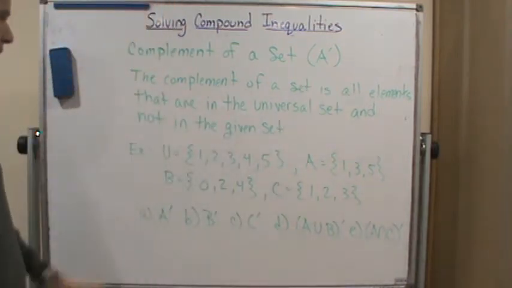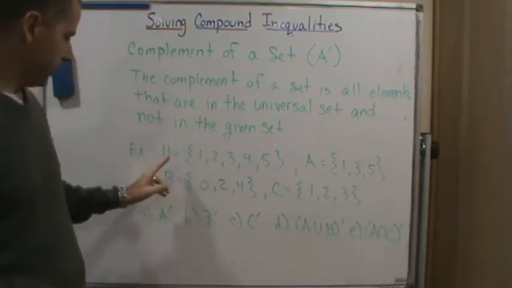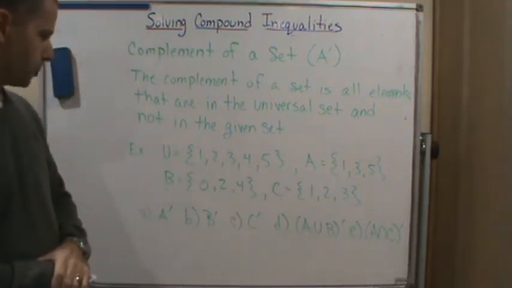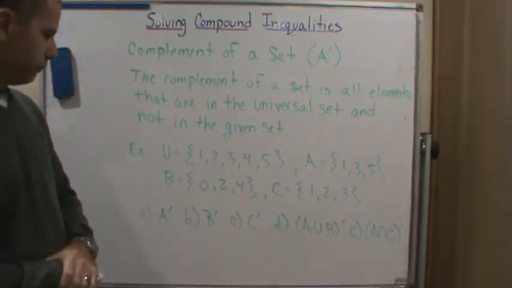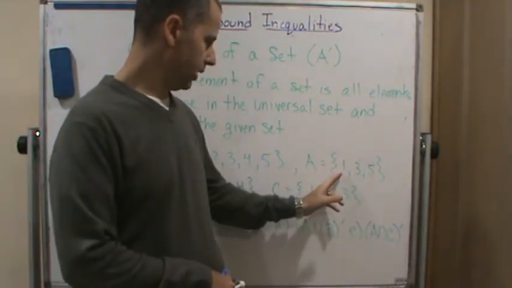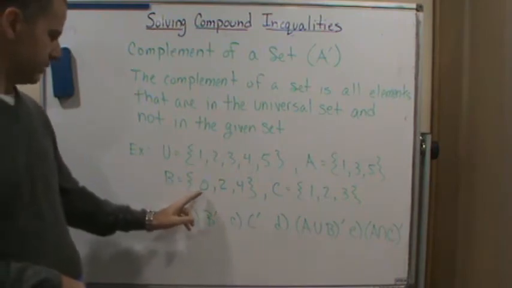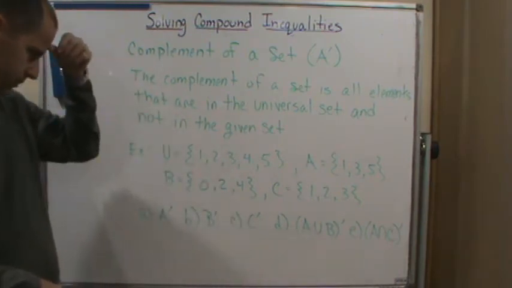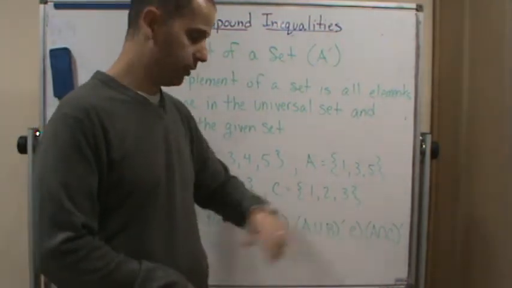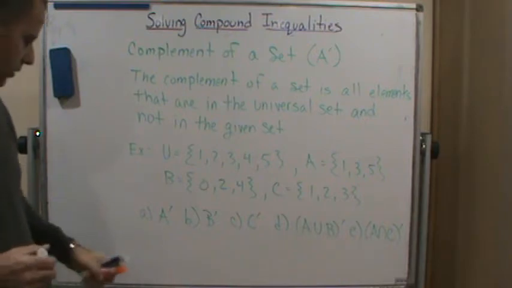Okay, so here's an example. I've got the universal set that contains the numbers 1 through 5. And I've got this set A, which contains the numbers 1, 3, and 5. Then I've got B that contains 0, 2, and 4. And then I've got the set C that contains 1, 2, and 3.